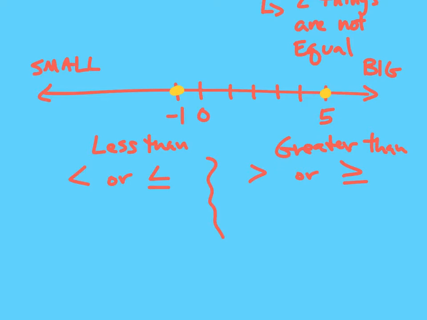So I want to write this using my less than notation or my greater than notation. And all I would say is that -1 is less than 5, or I could say that 5 is greater than -1. Those things mean the same thing. Now I could also say -1 is less than or equal to 5. That would also be true. Or 5 is greater than or equal to -1.